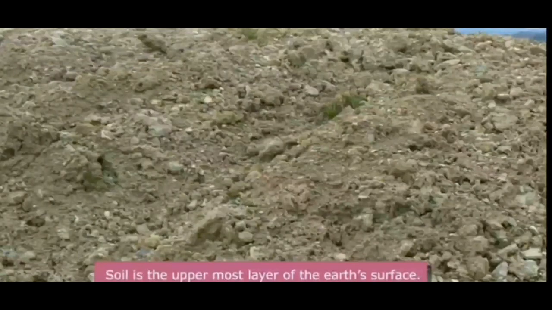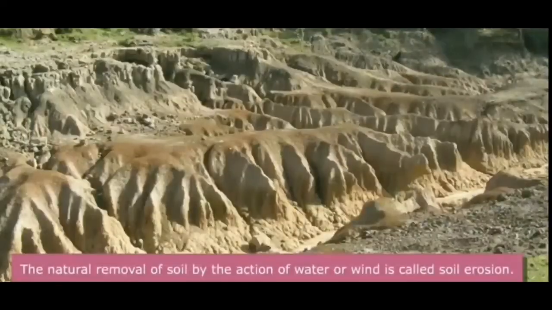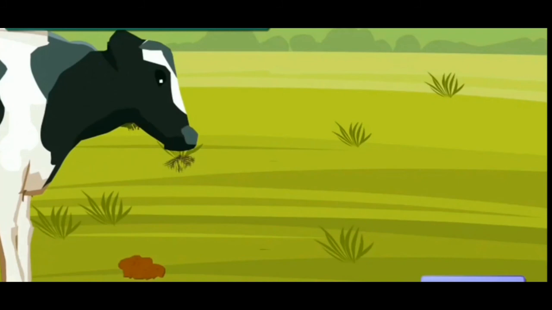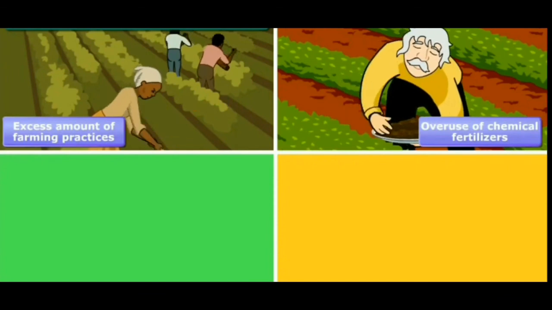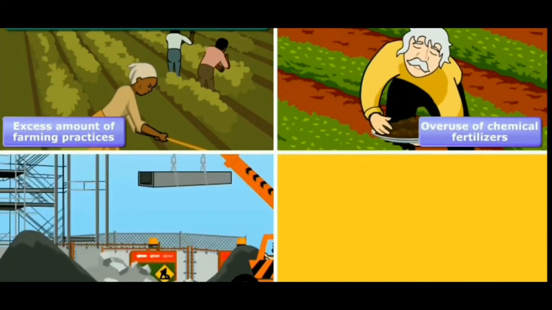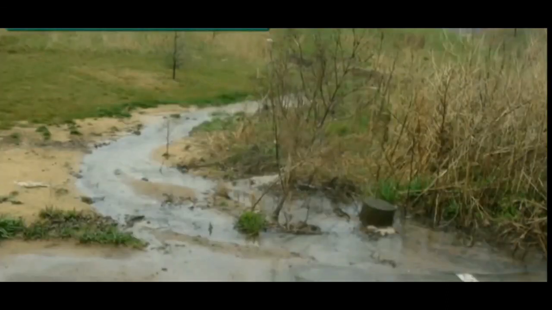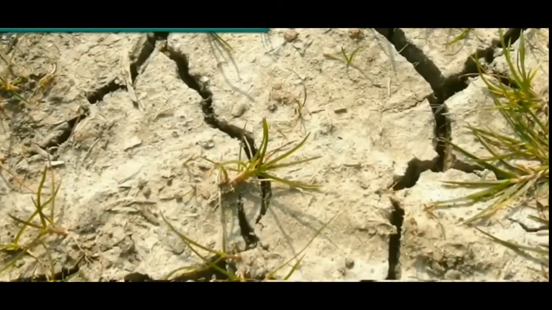Well, soil erosion is one of the major environmental problems in today's world. Soil is the topmost surface of the earth. The removal of fertile topsoil by wind or water is called soil erosion. Though soil erosion is a naturally occurring process, in many cases it is increased by human activities like deforestation, overgrazing by animals, improper or excessive farming practices, overuse of chemical fertilizers, housing construction, mining, etc.